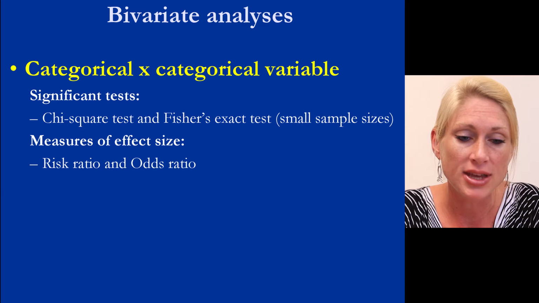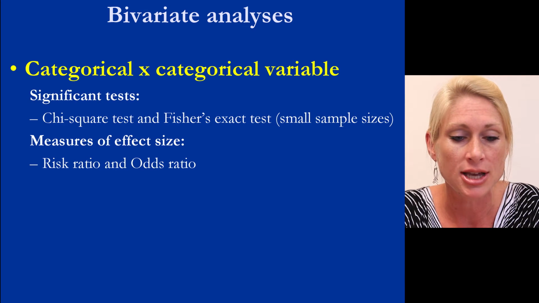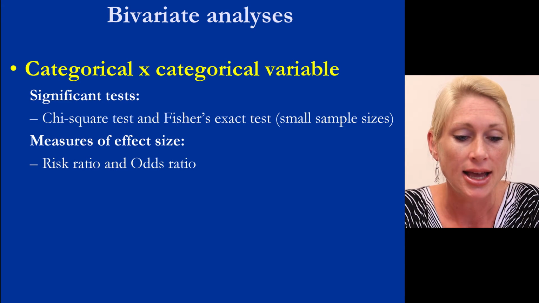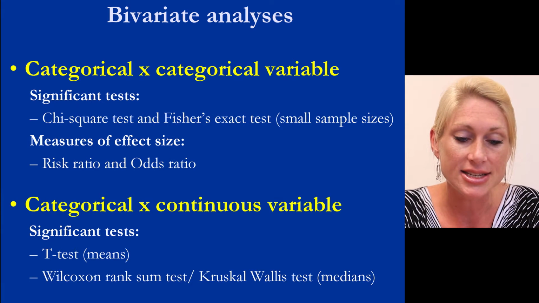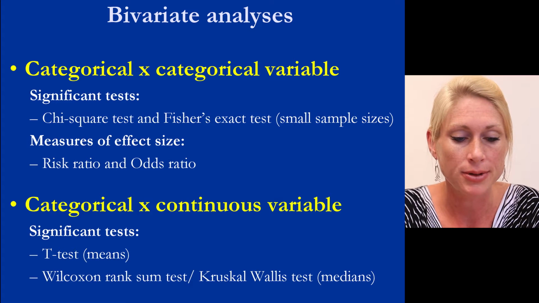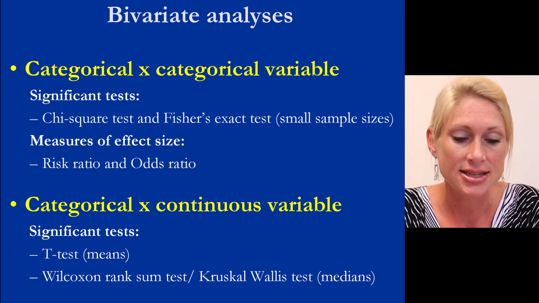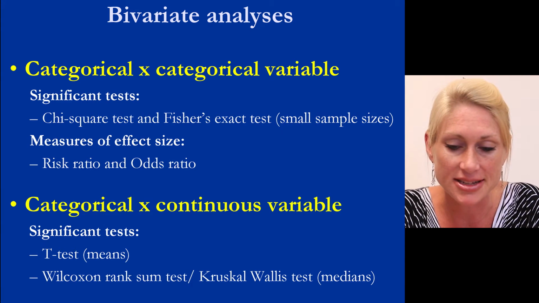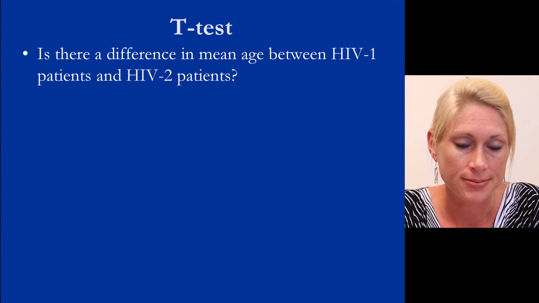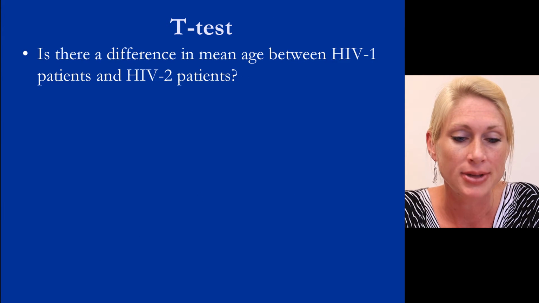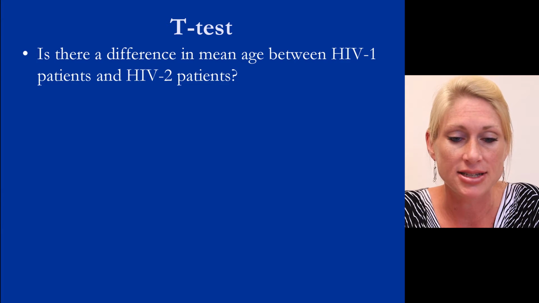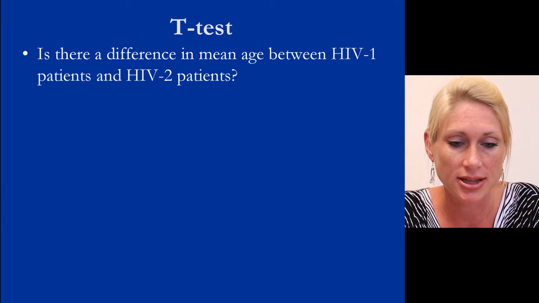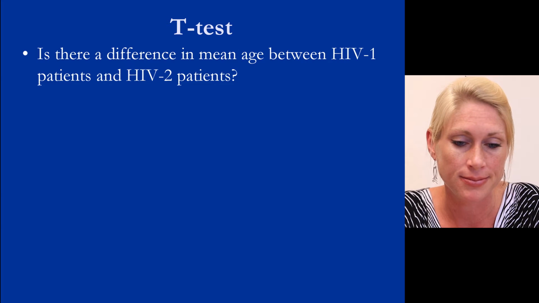So we've been through the analysis of two categorical variables, we've looked at significance tests, and we've looked at measures of effect size. For the analysis of a categorical and a continuous variable, we can use the t-test to compare means between groups, and we can use the Wilcoxon rank sum test or the Kruskal Wallis test to compare medians between groups. So let's look at the t-test first of all. And in this example, we're going to see if there is a difference in mean age between HIV-1 and HIV-2 patients.